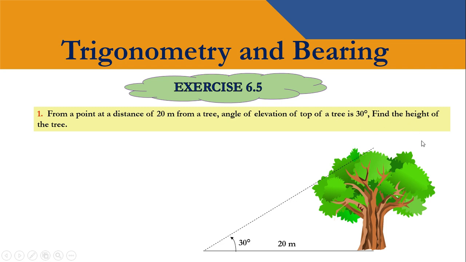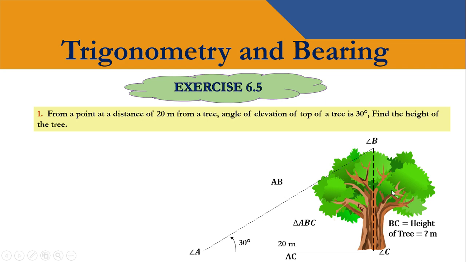We have to find the height of the tree. So in this way a complete triangle is constructed. For example, its name is ABC. This is angle A, angle B and angle C. The side names are AC, AB and BC. So BC is the height of the tree. In this question we have to find the perpendicular, which is the height of the tree, and the base is given and the angle of the triangle is given.